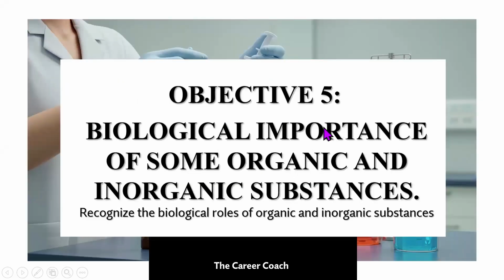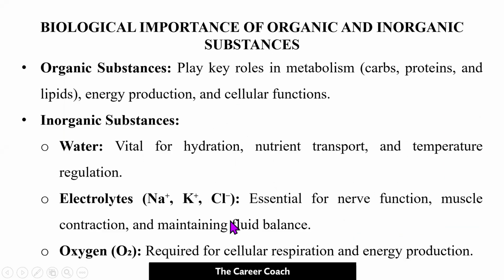Objective 5. Biological importance of some organic and inorganic substances. This is to help us recognize the biological roles of organic and inorganic substances. We've discussed some inorganic and organic compounds. We want to know how they now relate to nursing. Organic substances play key roles in metabolism. Examples of these organic substances are carbs, protein, and lipids. They also help in energy production and cellular function.